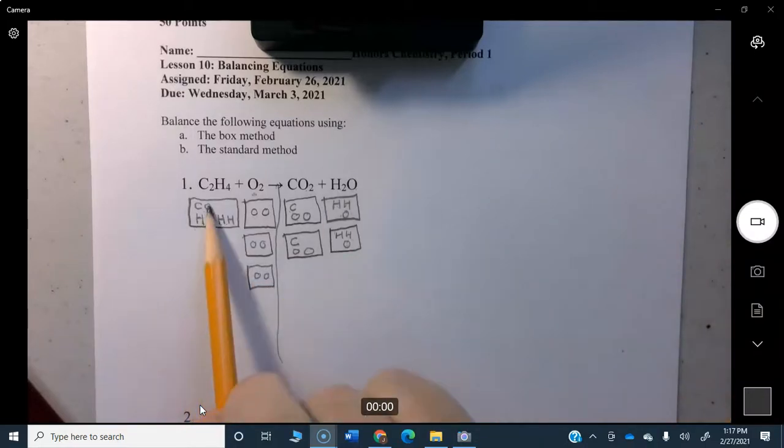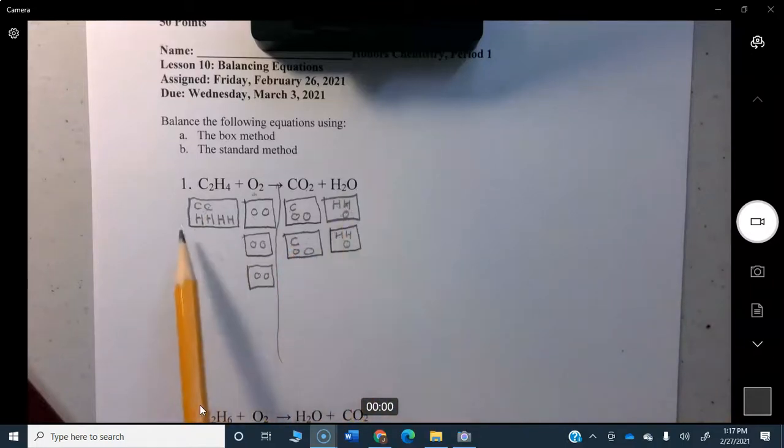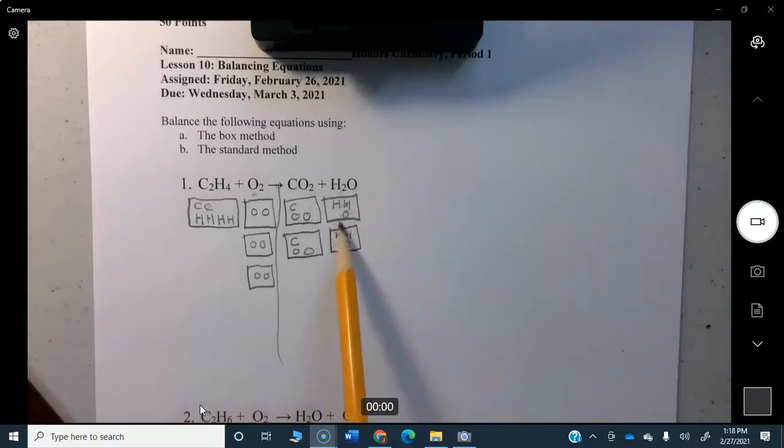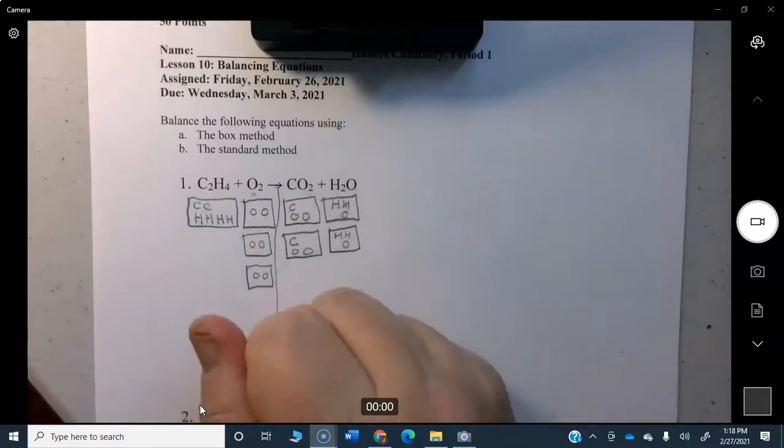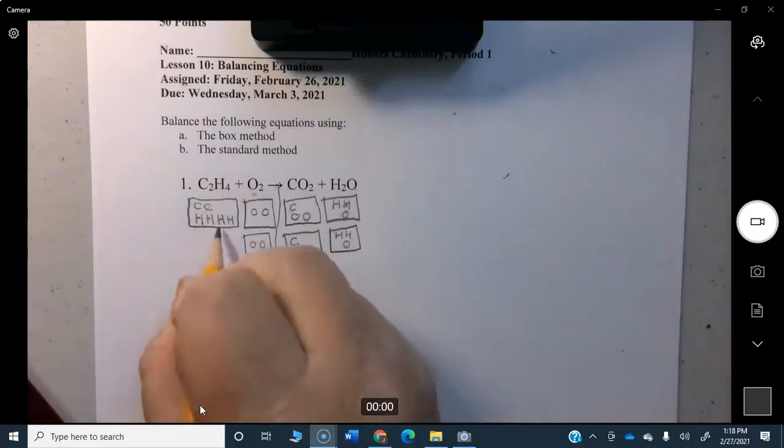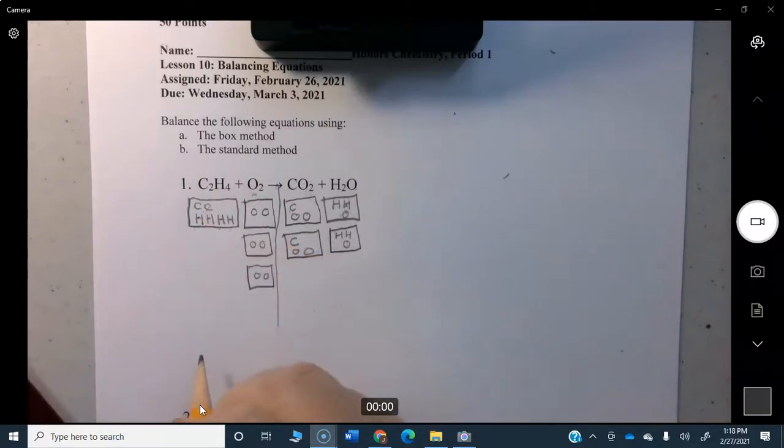Okay, so 2 carbons on this side, 2 on this side, 4 hydrogen on this side, 4 on this side, 6 oxygen on the right, 6 on the left. Everything's in balance. So now what you do is you just rewrite the equation. You can put the numbers up here. There's not really much space. So it's 1 box of C2H4.